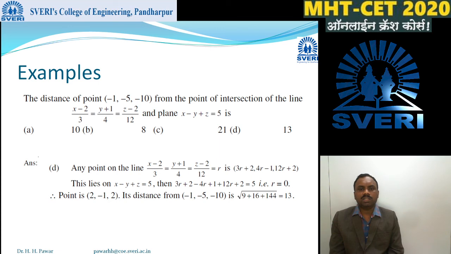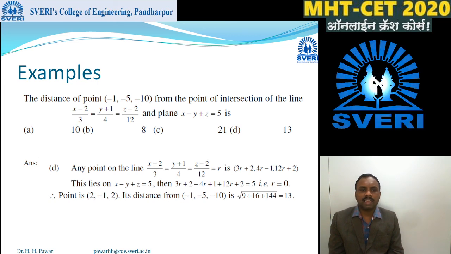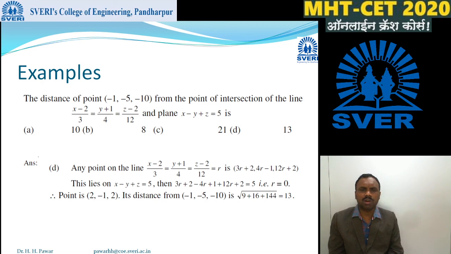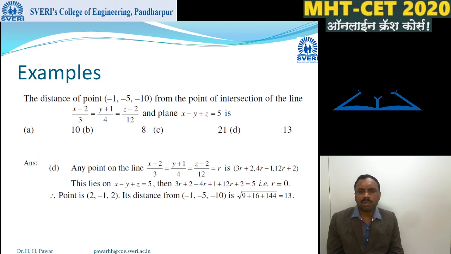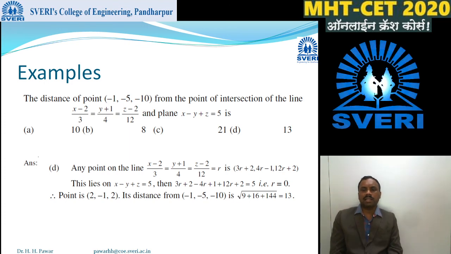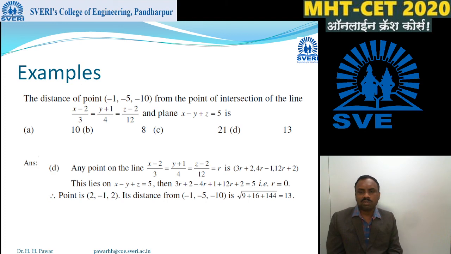Next, the distance of the point (minus 1, minus 5, minus 10) from the point of intersection of the line (x minus 2)/3, (y plus 1)/4, (z minus 2)/12 and the plane x minus y plus z equal to 5. Any point on the line (x minus 2)/3 equal to (y plus 1)/4 equal to (z minus 2)/12 equal to r is nothing but (3r plus 2, 4r minus 1, 12r plus 2).